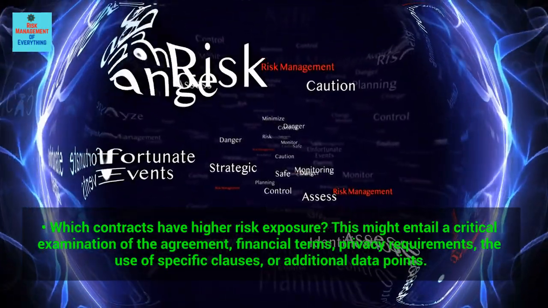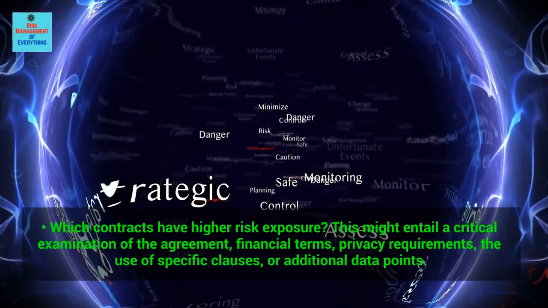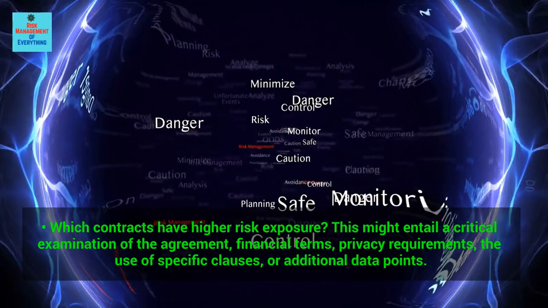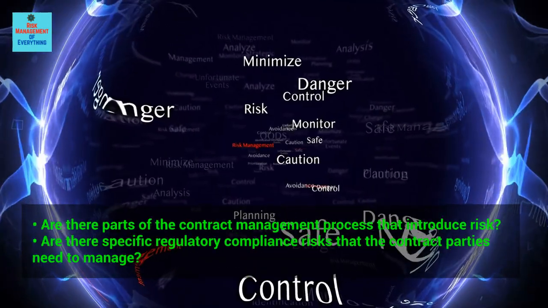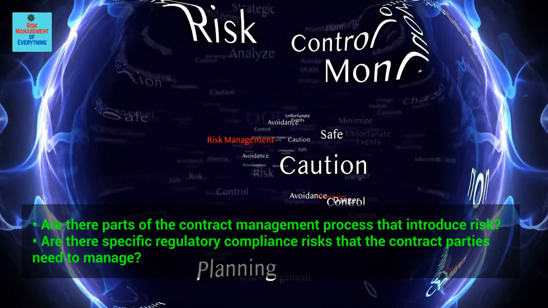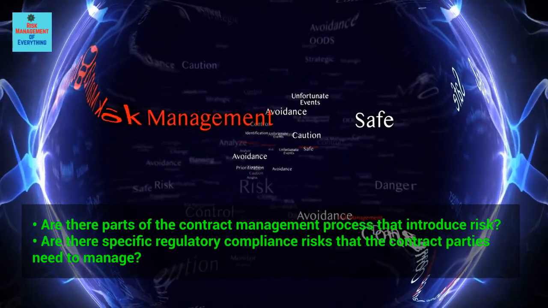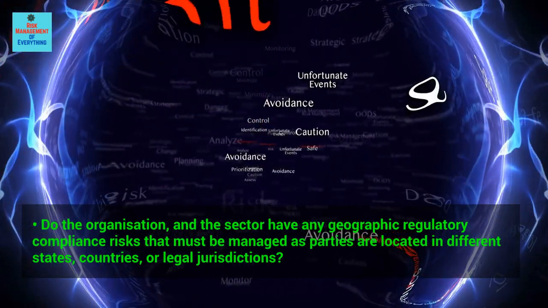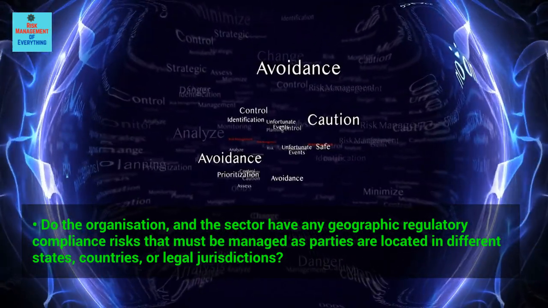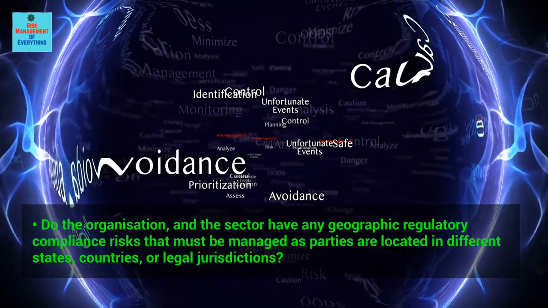Which contracts have higher risk exposure? This might entail a critical examination of the agreement, financial terms, privacy requirements, the use of specific clauses, or additional data points. Are there parts of the contract management process that introduce risk? Are there specific regulatory compliance risks that the contract parties need to manage? Do the organization and the sector have any geographic regulatory compliance risks that must be managed as parties are located in different states, countries, or legal jurisdictions?